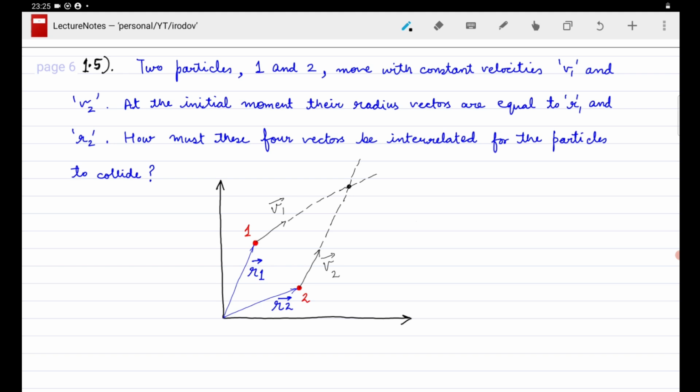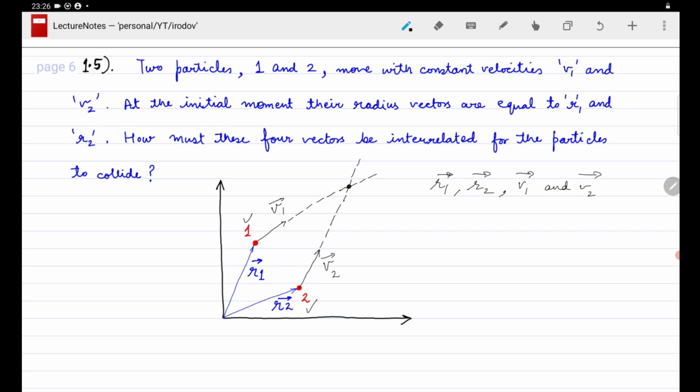So we have two particles, 1 and 2. This is particle 1, this is particle 2, and they have initial position vectors r1 and r2 given in this diagram, and they are moving with velocities v1 and v2, which is also shown in the diagram. And the question is asking us to find the relation between these four vectors, which is r1, r2, v1 and v2.